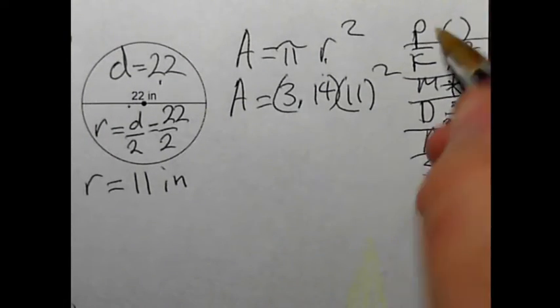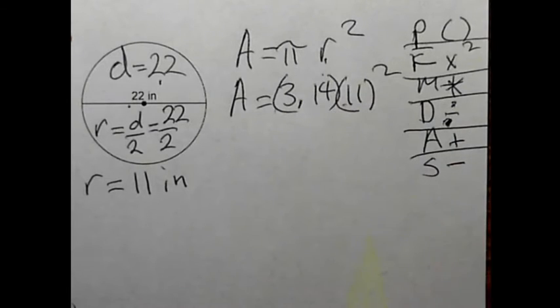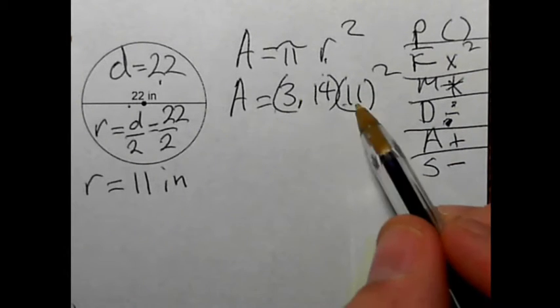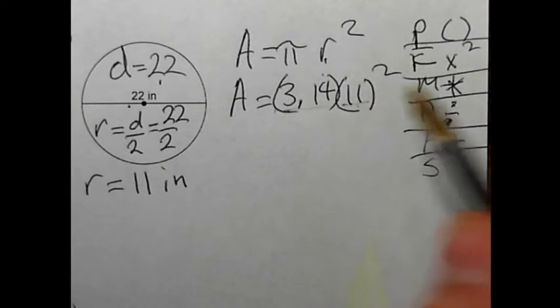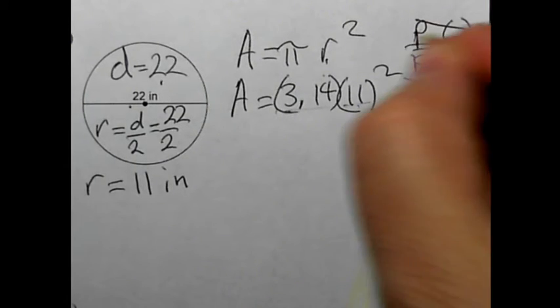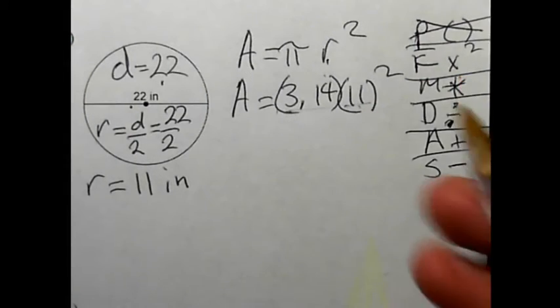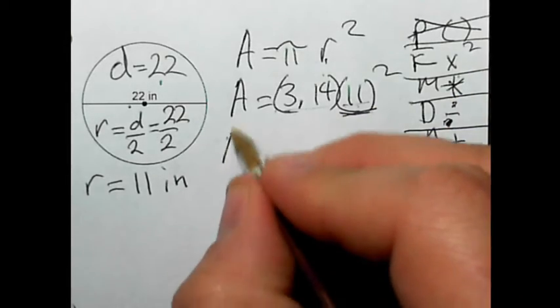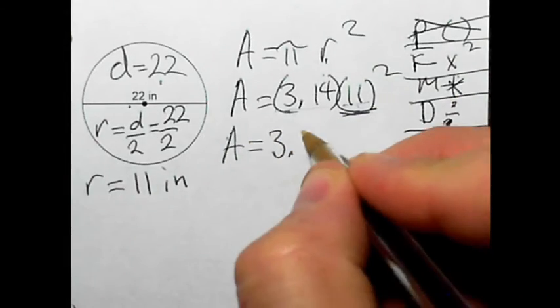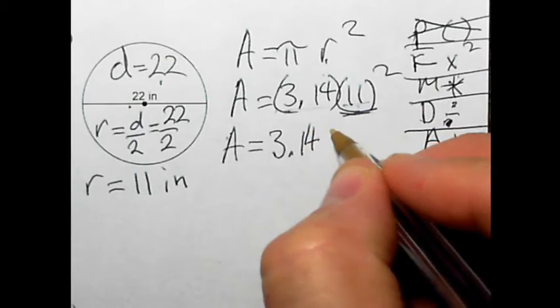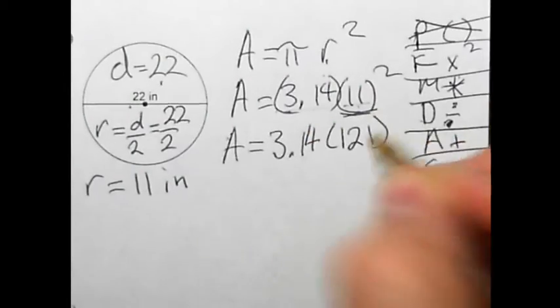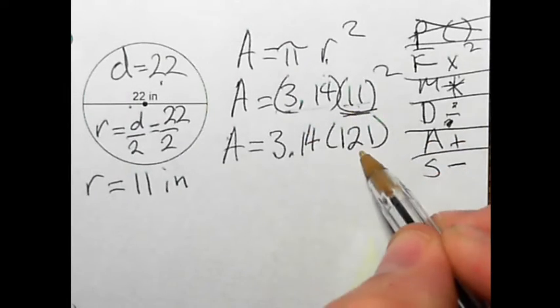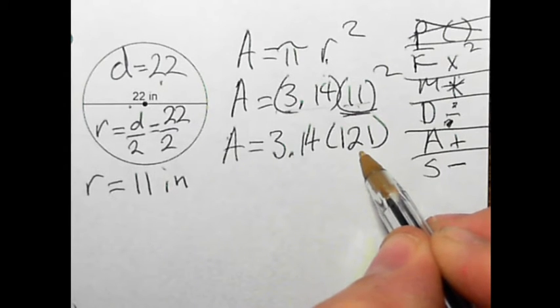I go down the list. I have numbers inside the parentheses, but there's no mathematical operations on the inside. Cross that off the list. Next thing on the list, exponents. Do I have an exponent? Yeah, right here. What's 11 squared? Well, 11 squared is 121. So I'm going to take 11 times 11 and plug in 121 in that spot.